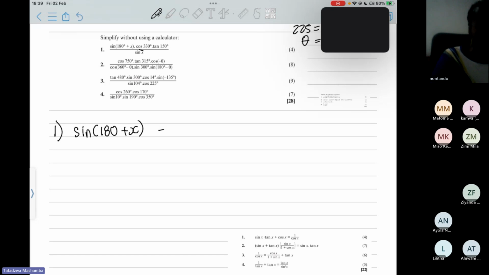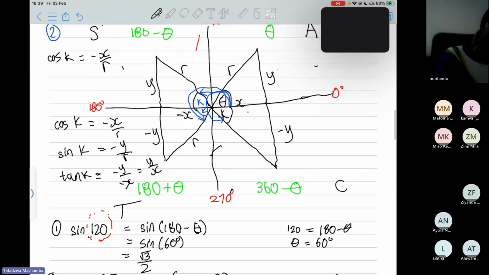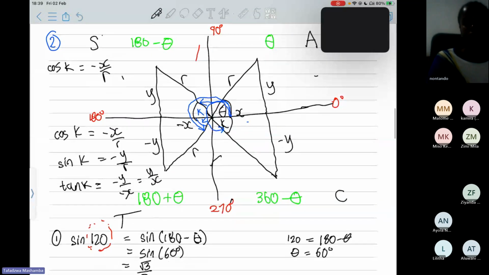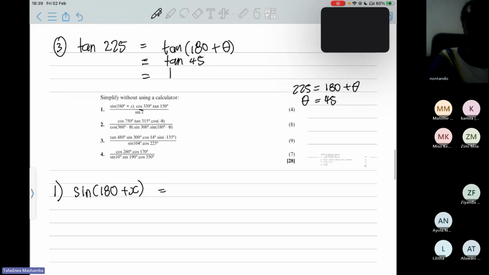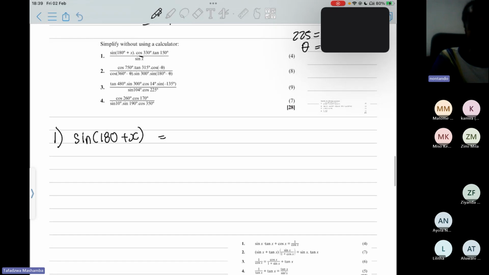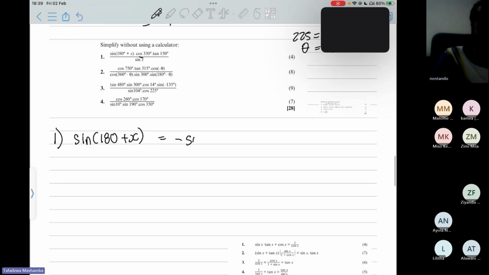Okay, so what is sine of 180 plus x? If we look at the quadrant that we're in, 180 plus something means we're in the third quadrant. So already that means that we're here. Is sine positive or negative there? Sine is negative. So immediately we know this is just going to equal minus sine x. We have solved that. Let's go to the next part.